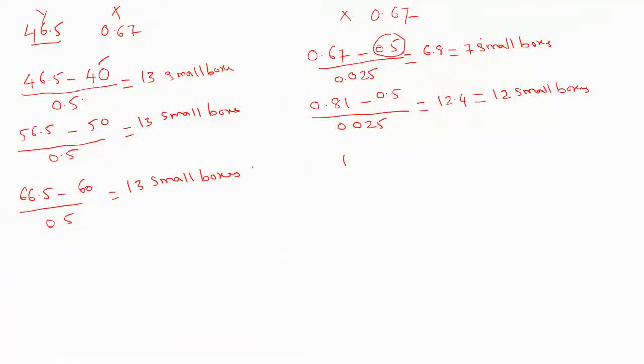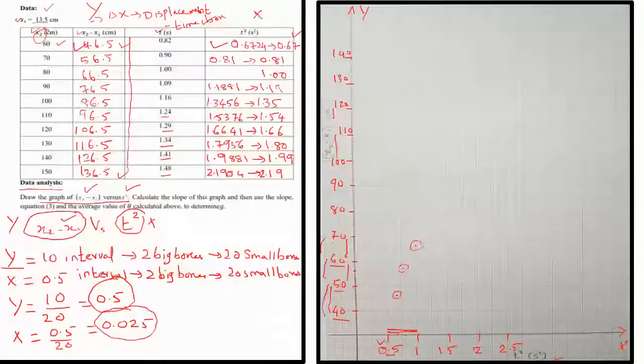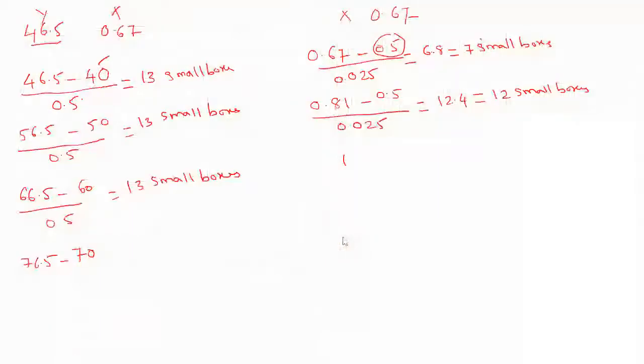Okay, let's go for the fourth reading. What is our fourth reading? Fourth reading is 76.5. Your lowest value is 70. If you just see the graph, 76.5 is between these two. So what is the lowest value? Our lowest value is 70. So divided by 0.5 again gives you the same value. But let's go for the x-axis. What is our x-axis value? Our x-axis value is 1.19.